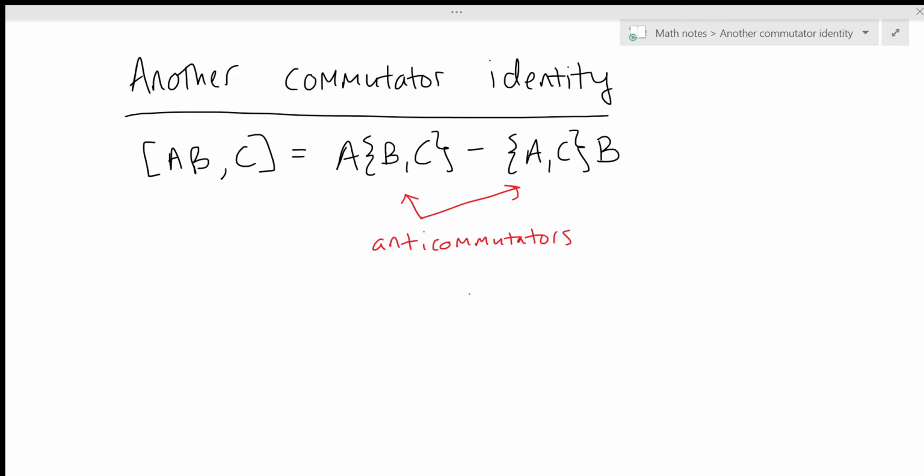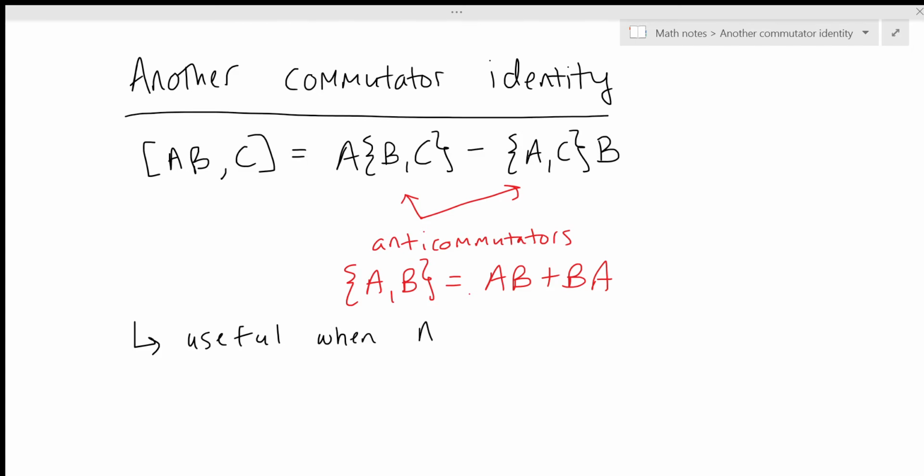And just to remind you, the anti-commutator of two operators A and B is equal to the sum A times B plus B times A. So you see that this identity reduces this commutator of three operators to two terms that involve anti-commutators of two operators. And in quantum mechanics, this identity is very useful when A, B, and C are fermionic operators.